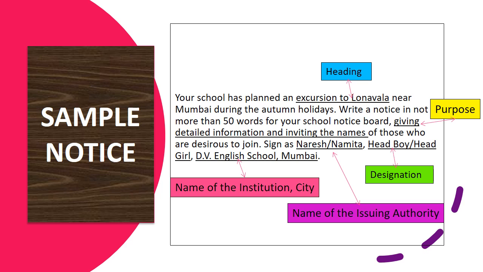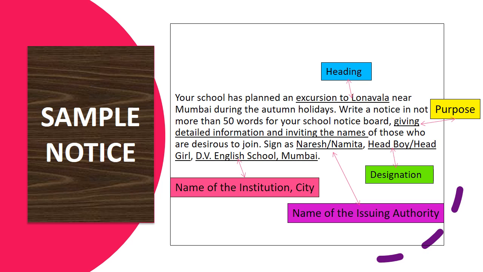So purpose of writing the notice is giving detailed information about the trip and inviting the names of students. Sign as Naresh or Namita. So this is the name of issuing authority which you have to write at the end of the notice. Head boy or head girl. So this is the designation. If you are using the name Naresh, then you will write the designation as head boy. If you are writing Namita, then head girl. DV English School, Mumbai. This is the name of the institution, comma city, which is the very first line of our notice. See students, material of say 2 to 3 marks is provided in the question itself.